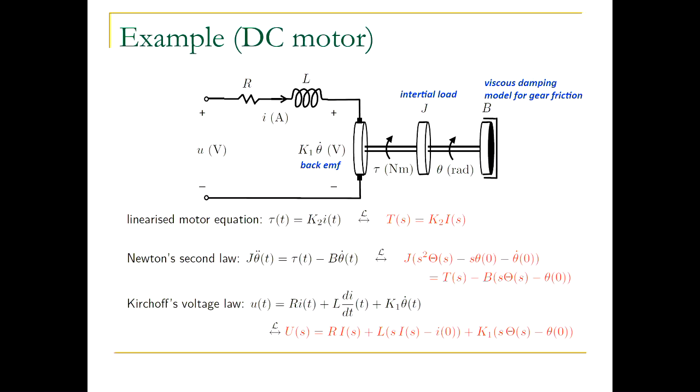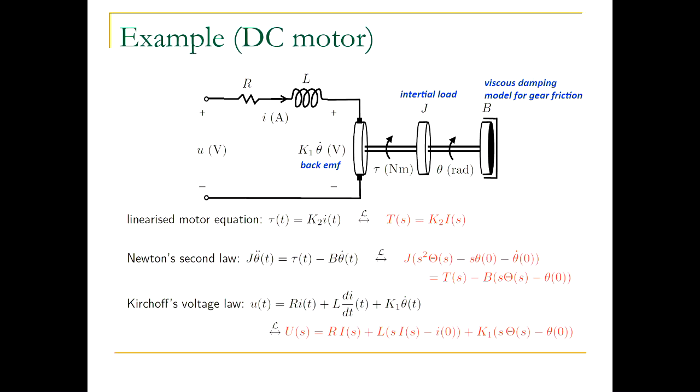We also assume that there is some inertial load attached to this shaft. So this shaft would have to move some inertia, mass, right? And then also there is some damping friction. So we assume that there is also torque due to friction, and it's proportional again to the angular velocity, theta dot. So these are all assumptions.